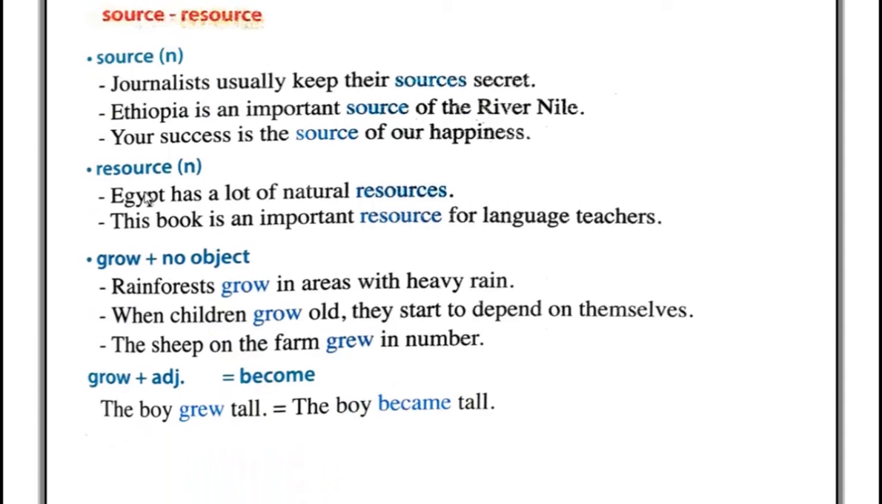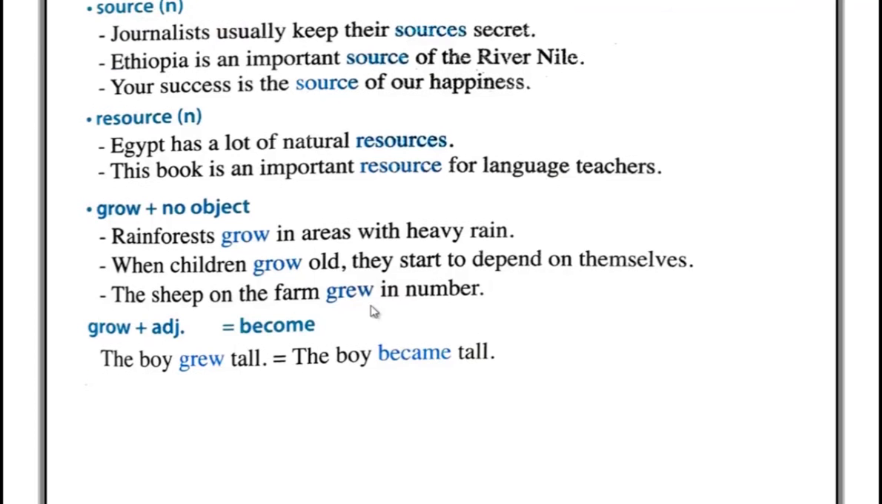Grow, no object here. Rainforests grow in areas with heavy rain. When children grow old, they get older, they start to depend on themselves. The sheep on the farm grew in number, increased in number. This is the meaning of grow. Grow as a linking verb here means to become.